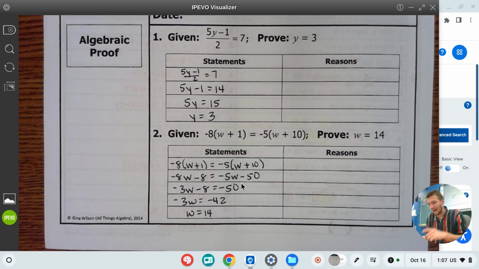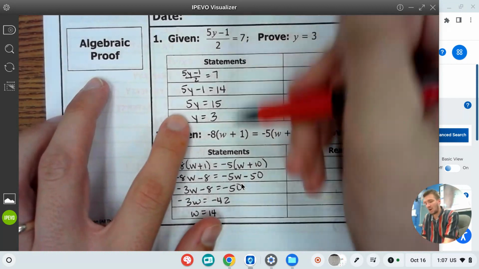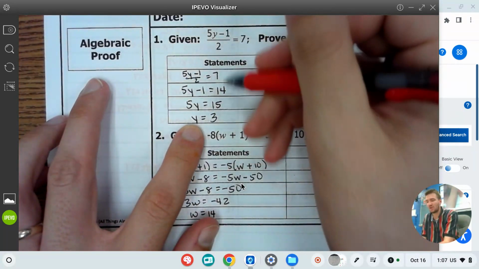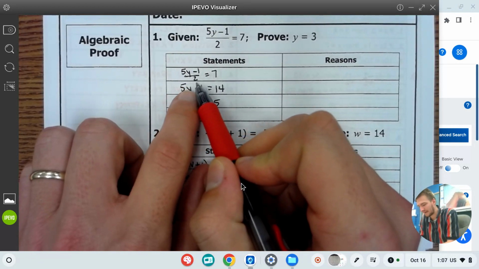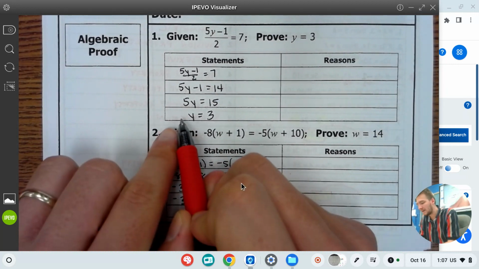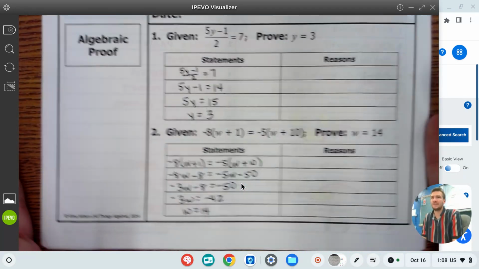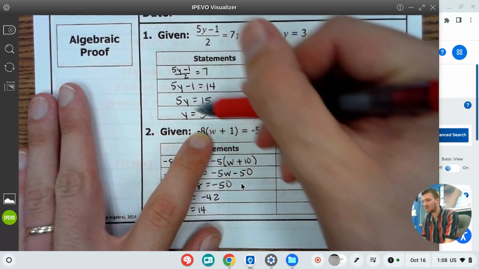All right, welcome back. Algebraic proofs, really simple. On the left side here, we've solved the question, okay? We went from (5y minus 1) divided by 2 equals 7. We moved the 2, we moved the 1, we moved the 5, and we're finished, okay? All we did here is normal math. You just solved the question.